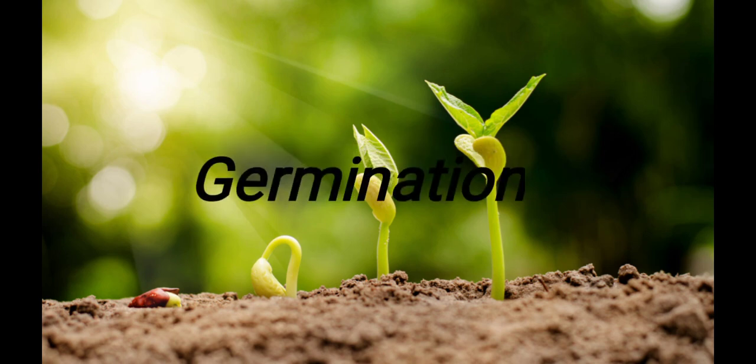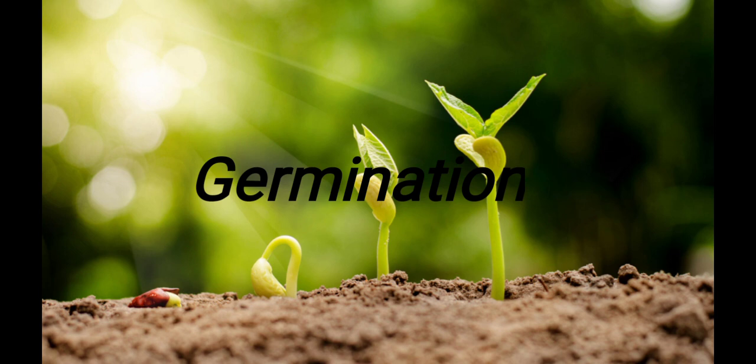Germination. The initial stages of growth of a seed to form a seedling is known as germination. The conditions suitable for germination are the presence of adequate moisture, the presence of air and oxygen, a suitable temperature, and the presence of some light. During the process, the embryonic shoot and the embryonic root emerge and grow upward and downward to form the shoot and root system respectively.